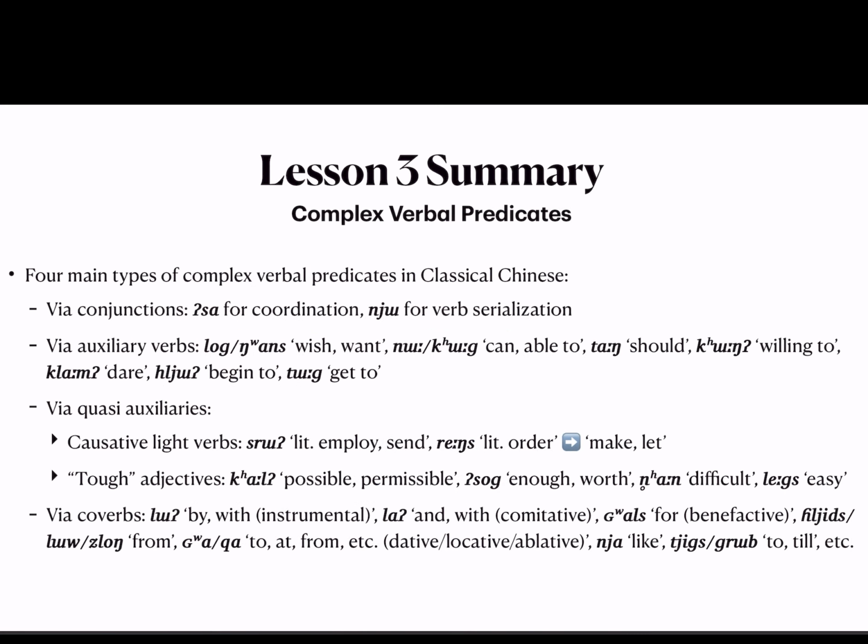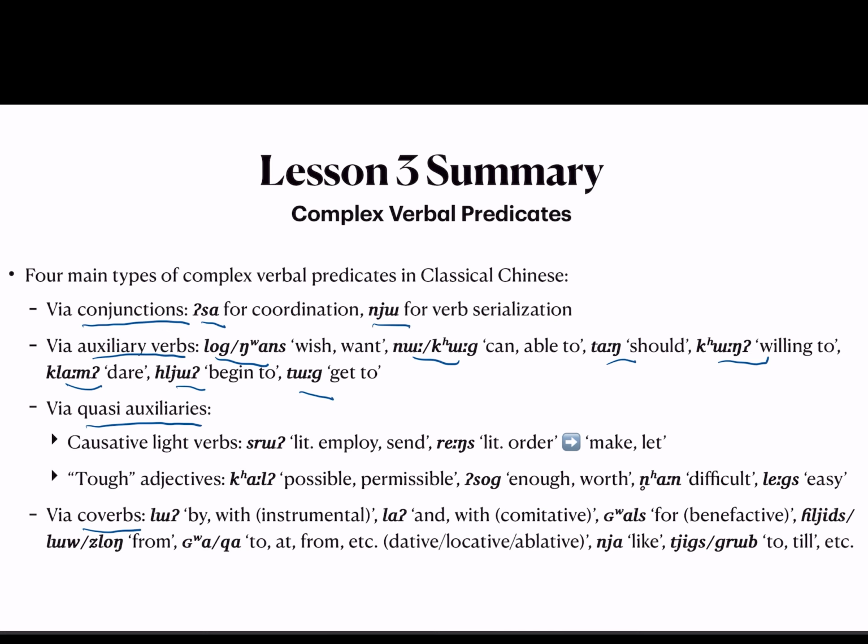This is the end of lesson 3, and here's a quick summary of the main grammatical points I have learned in this lesson. So in classical Chinese, we can form a complex verbal predicate by conjunctions. Specifically, I have learned 2 conjunctions for verbs, sa for coordination, especially for that of adjectives, and nu for verb serialization. I've also learned a number of auxiliary verbs, including lok or guans, wish want, nu or could, or can or able to, dang for should, kung for willing to, klam for dare, klu for begin to, and tug for get to or manage to.